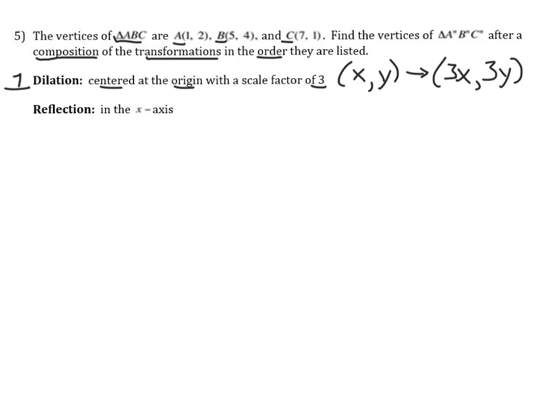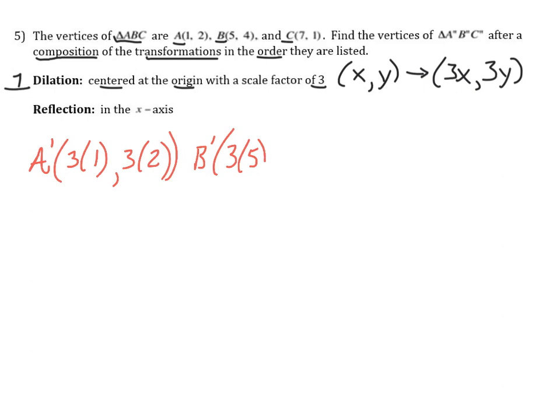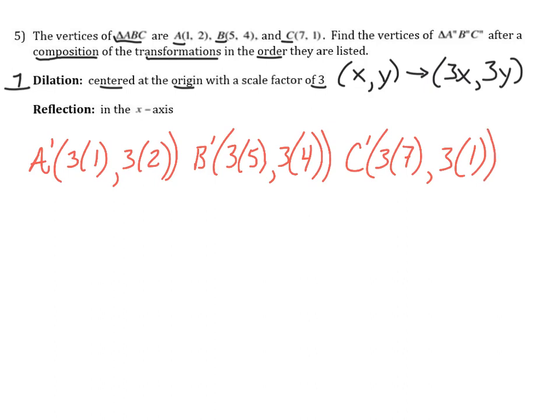So first that's going to give me A prime, B prime, and C prime. So I'm going to list them right down below here. So A prime is going to be 3 times 1. And for my y coordinate, it's going to be 3 times 2. B prime is going to be 3 times 5. And for my y coordinate, it's going to be 3 times 4. And lastly, C prime, for my dilation, it's going to be 3 times my x coordinate, 7, and 3 times my y coordinate, 1. So in this case, at least I don't have to deal with any fractions. I'm going to get whole numbers for all my final answers.